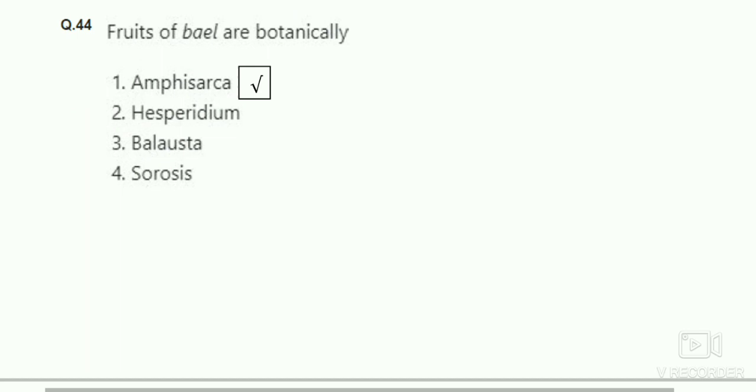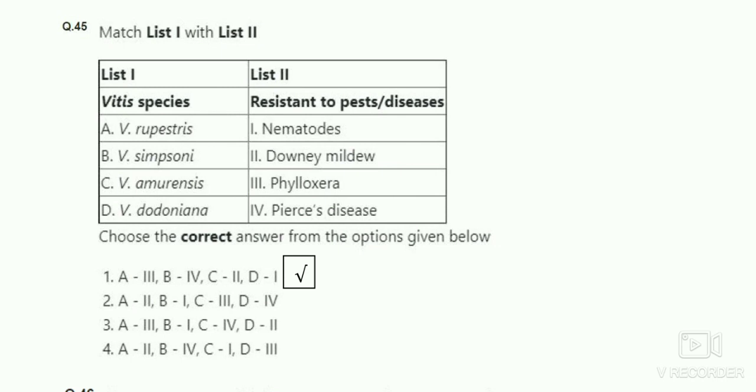Question 45, see this. This one is very important, matching, friends. This one is also a repeated question. Remember this. And other species also of the grape: which is rupestris. Rupestris for phylloxera. And then Simpsoni for Pierce disease. Then Amaranthis, this one is for downy mildew. And then Dodoniana for nematode.